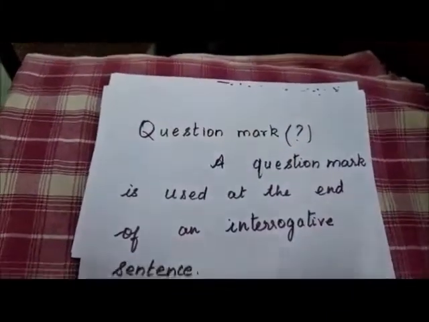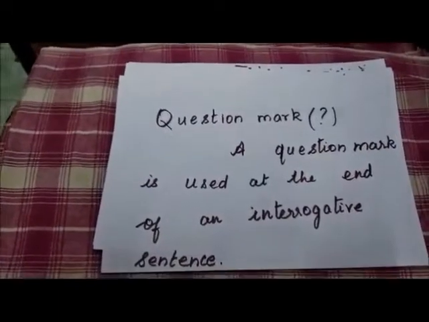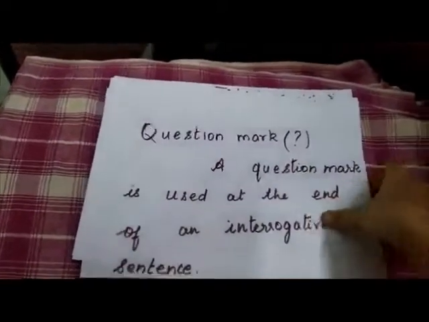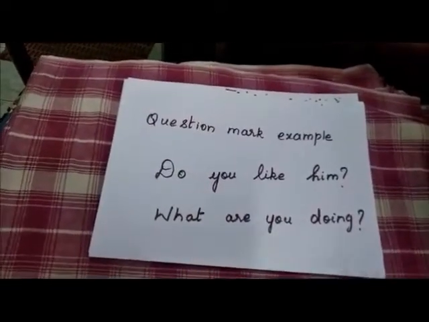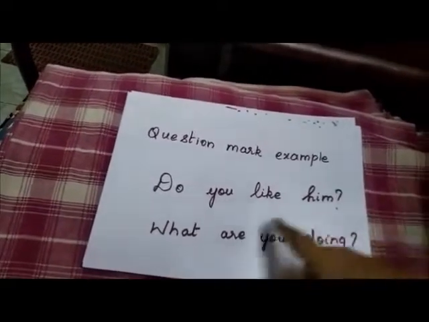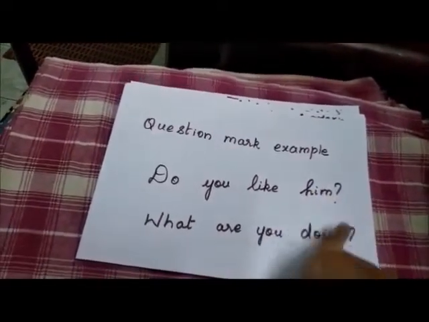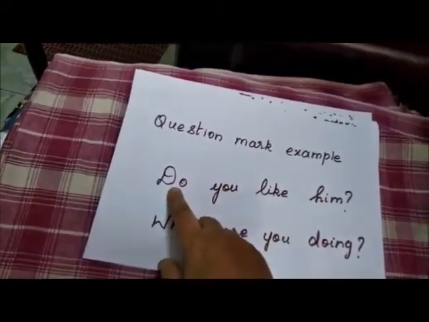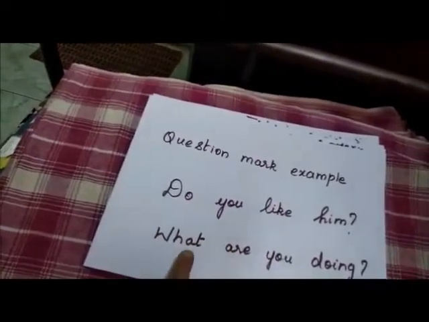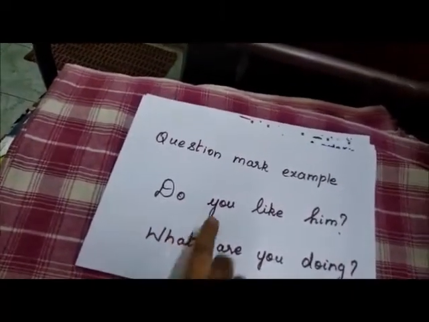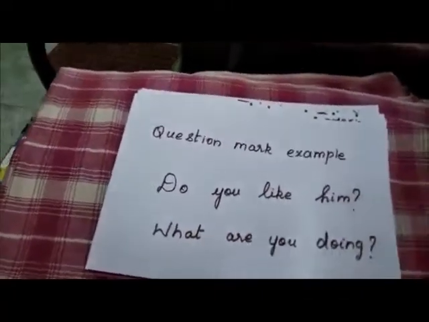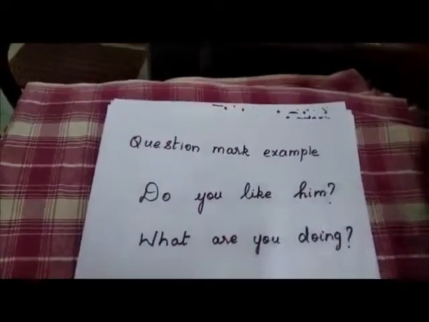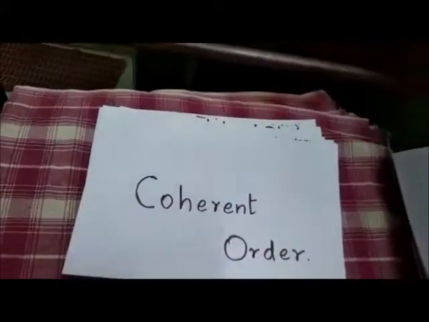Now the question mark. A question mark is used at the end of an interrogative sentence. Interrogative sentences are of two types: one is yes or no, and the other one is WH. Examples: Do you like him? What are you doing? It ends with a question mark here and here it ends with a question mark. Do you like him is a yes or no question. You have to answer it as yes or no. And this is a WH question, what are you doing? Always take care that when you ask a question, you end it with a question mark. So this is one of the most important punctuation marks.